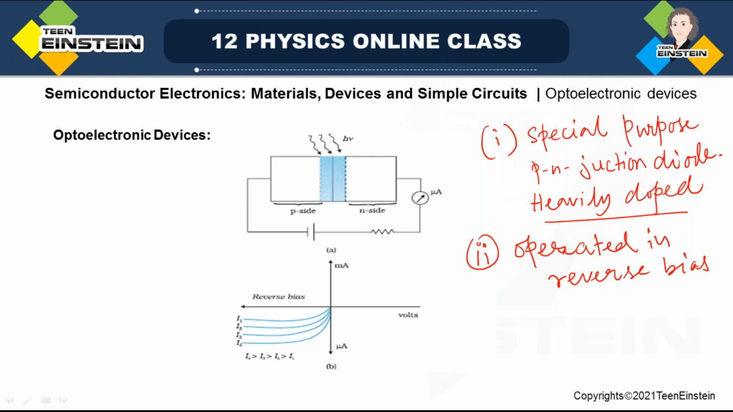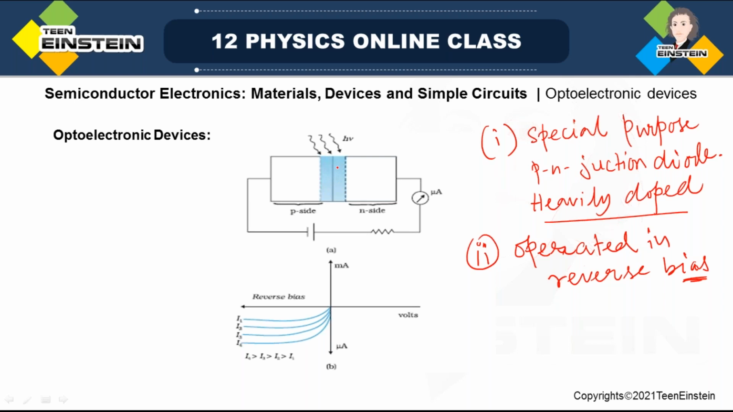So these are the points: a special purpose PN junction diode, both P and N sides heavily doped. Now we'll try to understand the working principle of this diode.